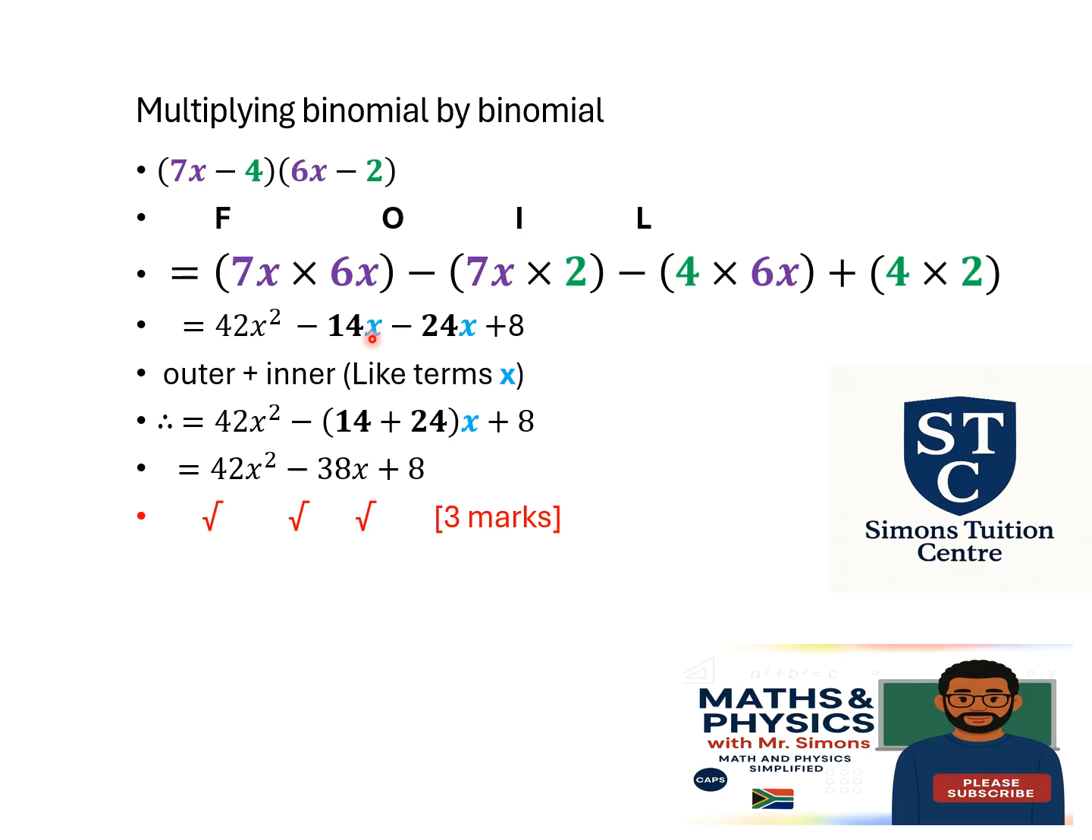Alright? Now there, the x terms you should see are like terms, but they're both negative. So if I take out the negative, I'm left with 14 plus 24, which then becomes negative 38. So 42x squared, I can carry straight down. There's no other x squared given. And 8 I can carry straight down because there's no other constant term. So the first and the last term, generally I carry straight down, and I add the middle terms, which in this case is minus 38x.